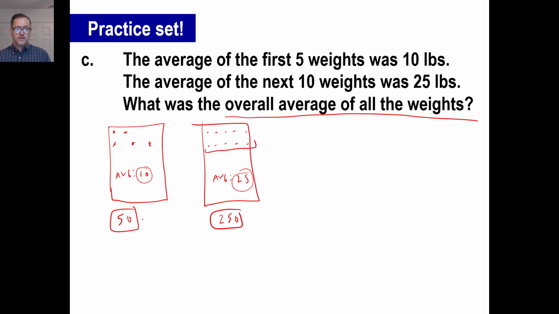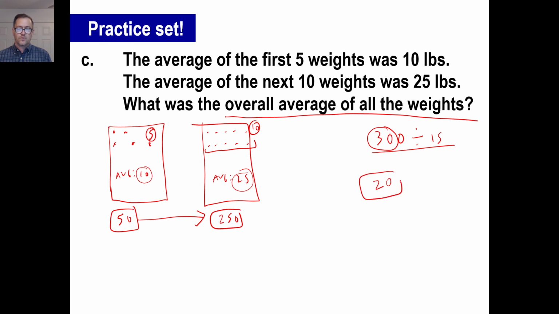We have a total of 50 pounds plus 250 pounds. That's 300 pounds, right? Okay. How many weights do we have total? Not the poundage, but how many individual weights do we have? Okay. We have 5 here. We have 10 here. That means we have 15 total, right? So to find our average, we're going to divide 300 by 15. All right. And once you do that, you probably see 30 divided by 15 is 2. Then add another 0. So the overall average weight is 20 pounds.